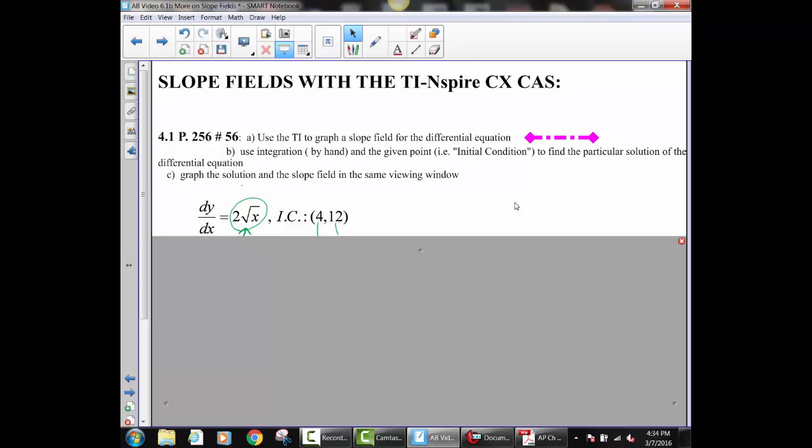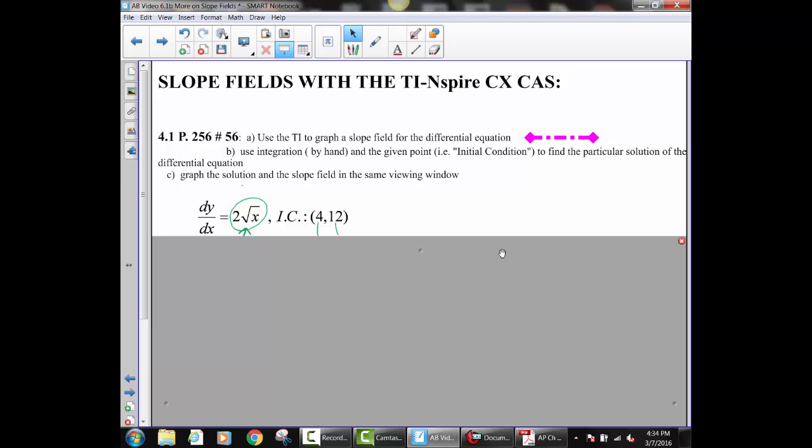Now, they're not going to allow you to use the TI Inspire on the AP for slope fields. That would just oversimplify it for people with a fancy calculator. And the only reason I'm showing you how to do this is if you want to try other problems on your own by hand, you can use your calculator to check them.